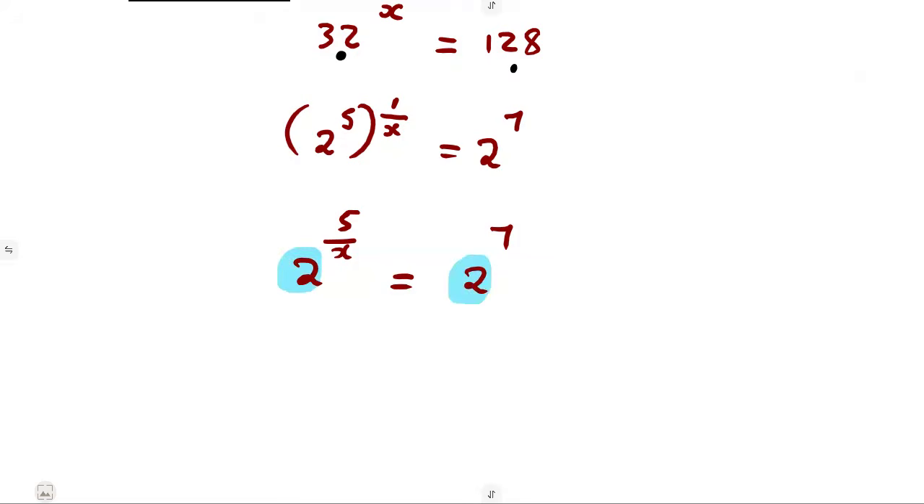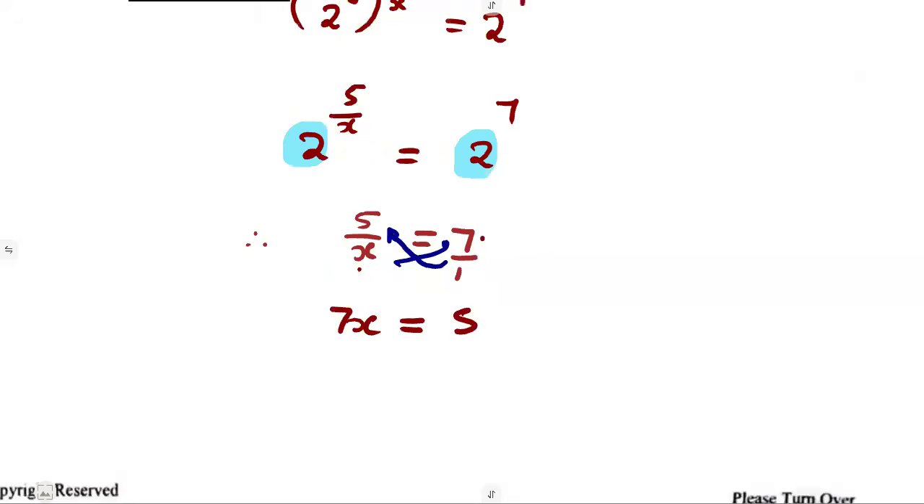Because the bases are the same, 5 over x is equal to 7. So you can solve for x. This is just a linear equation where you need to cross multiply to remove the fraction. So it's going to be x times 7, which is 7x. To get the value of x, we can divide by 7 on both sides. So what is x going to give us?